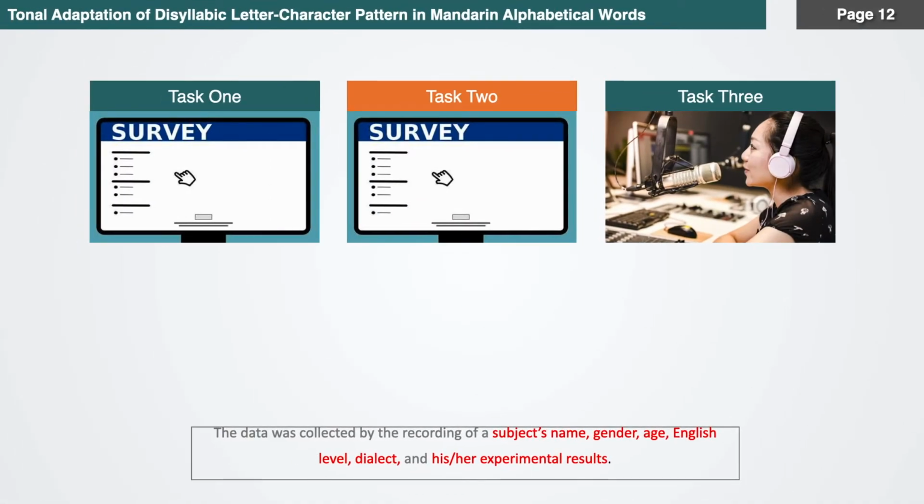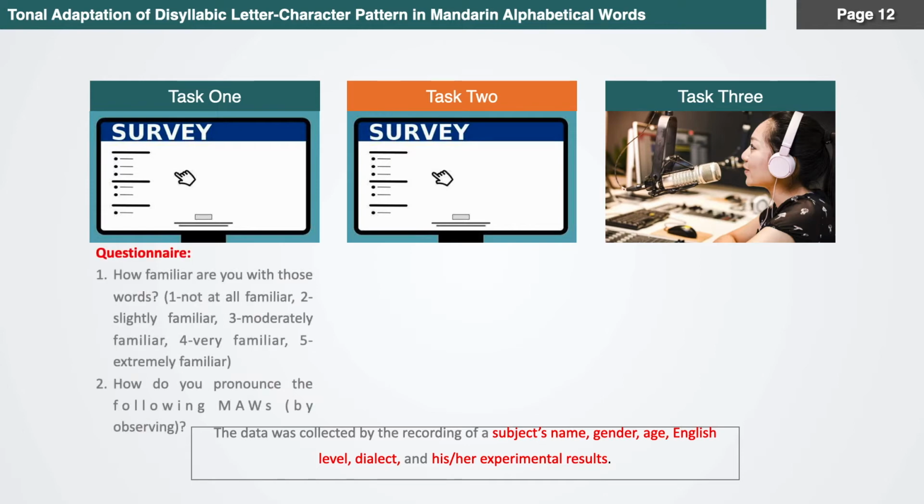For those words, we designed 3 tasks. The first 2 were carried out by an online questionnaire, and the third one was done in a recording room. In the first task, participants were presented with the Morse in a written format and were asked 2 questions. 1. How familiar are you with those words? With a scale from 1, not at all familiar, to 5, extremely familiar.